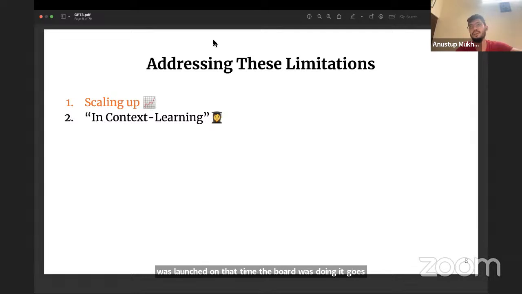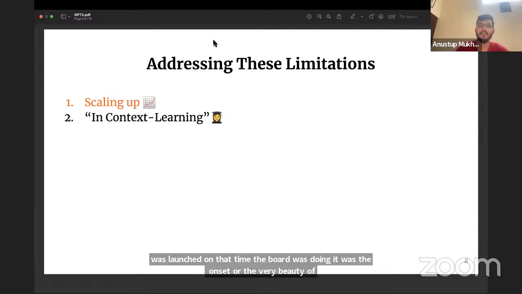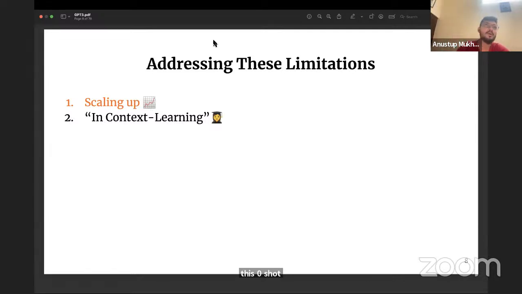It was the onset, the very beauty, of zero shot learning. People could call BERT, people could search, people could classify text by directly writing. People started doing spam analysis in their calls, in their messages. People were eliminating emails, doing simple text tagging. Every kind of work was getting automated. But again, the industry had a fall because these models cannot be launched into production every time.